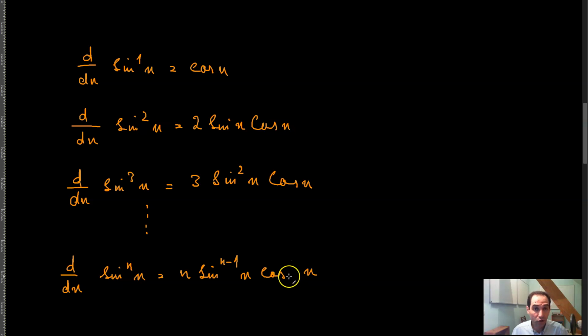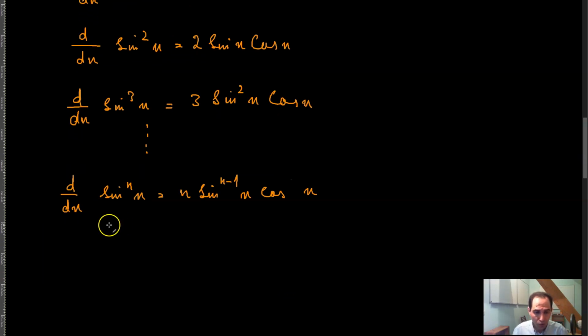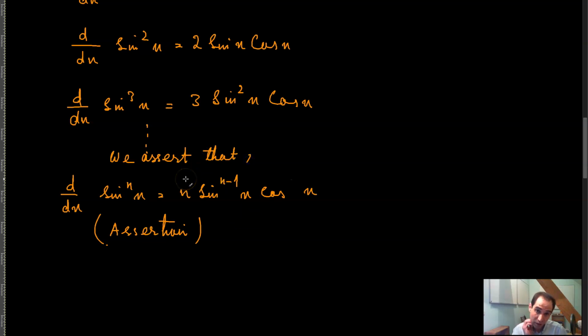So that they call an assertion. And this assertion, we want to prove it. We assert that the following is true. Assertion means that you kind of think that something is true, but you don't really know, meaning that you haven't proved it, all right?